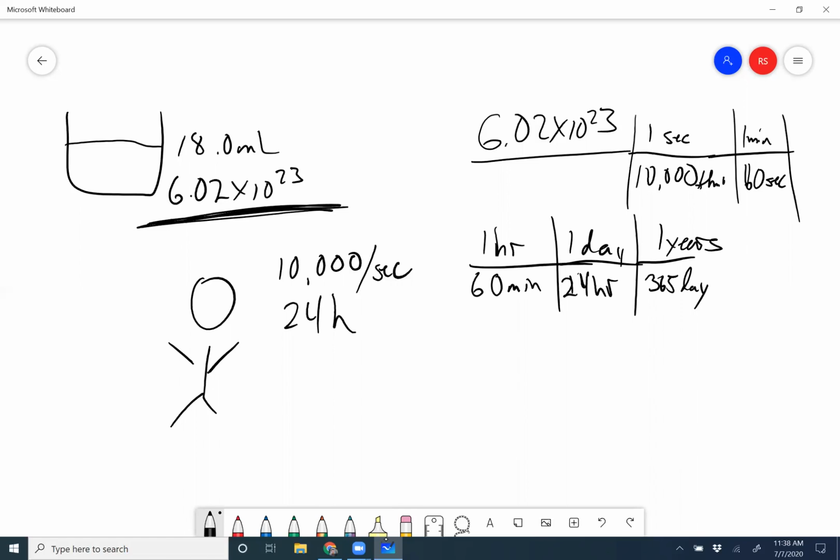Now, without even plugging in our numbers, I just want to show you something. This is 10 to the 4th. This is 6 times 10 to the 1st. This is 6 times 10 to the 1st. This is 2.4 times 10 to the 1st. And this is 3.65 times 10 to the 2nd. So that's 10 to the 2nd, 10 to the 3rd, 10 to the 4th, 10 to the 5th, 10 to the 11th. And then with all these numbers, we're looking at like 10 to the 12th. It doesn't even cut this in half. We're still talking billions of years to just count the amount of water that's in 18 milliliters.